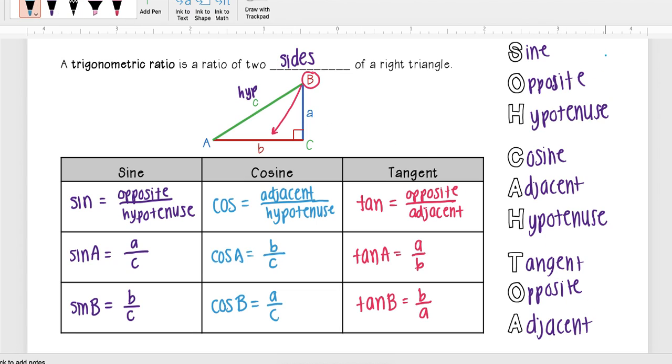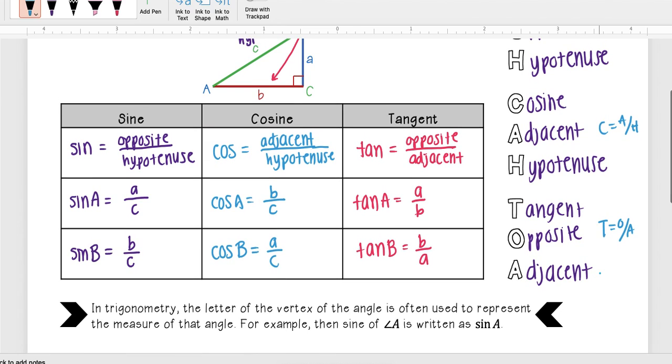You may also like to write it like this. So you remember sine is equal to opposite over hypotenuse, and so on. And one thing that's important to remember here is that in trig, the letter of the vertex of the angle is often used to represent the measure of that angle. For example, the sine of angle A is written as sine of A. So always that letter, that capital letter right next to our trig ratio, that's going to be our angle.